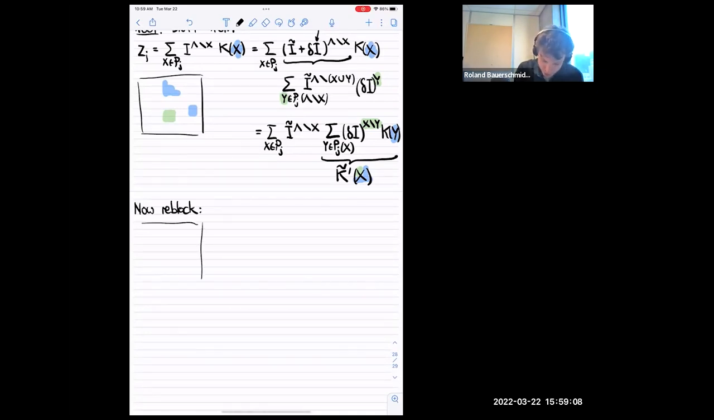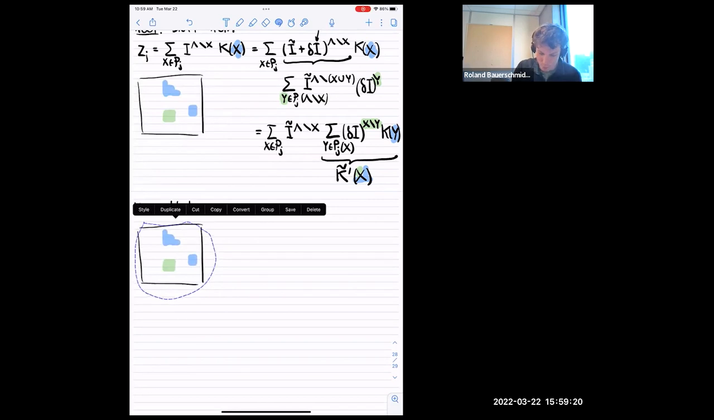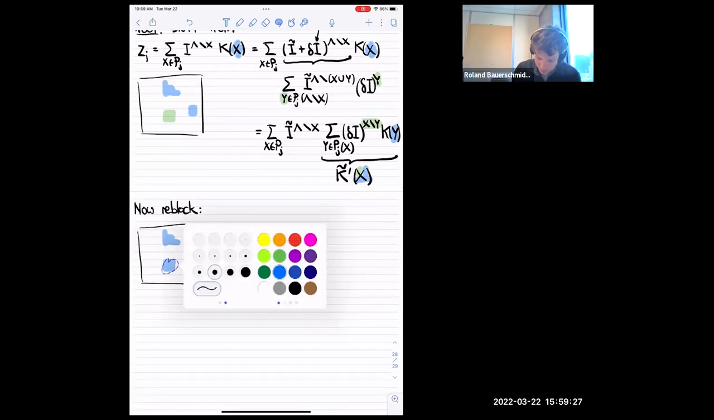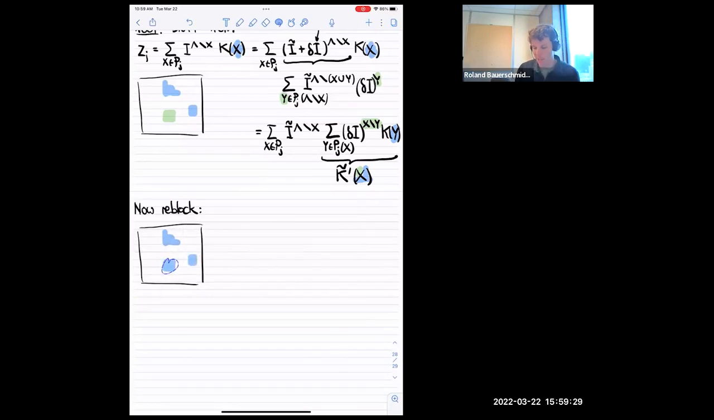So here's a picture again. I guess I should take the same picture I had, and just duplicate this. That's one of the advantages of using a tablet rather than a board, so I might as well make use of it. The green part, I'm going to color it blue as well, because at this point we've forgotten about the difference between the green and blue, and it's all blue now. And so these blue parts are polymers on scale J, and we want to change to polymers on scale J plus one.